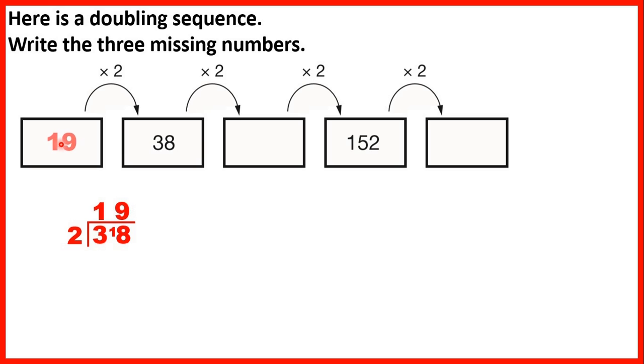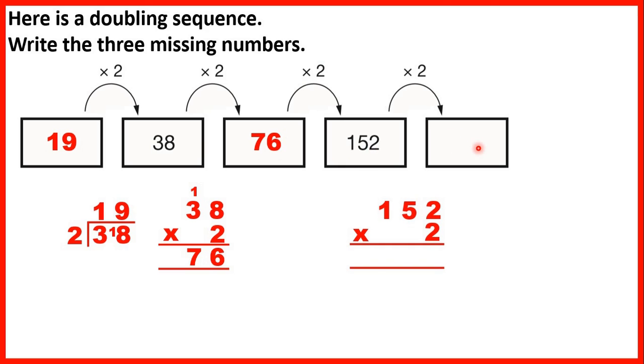That gives us 19. Now we need 38 times 2, so that's 76. Then if we multiply 76 by 2, we'll get 152. And then for our last box, we need 152 times 2. So that gives us 304.